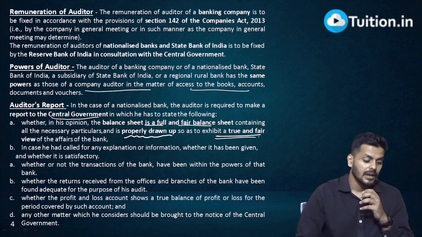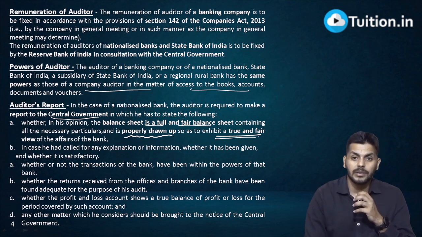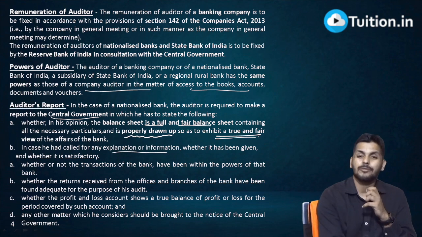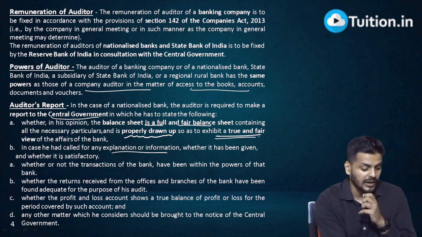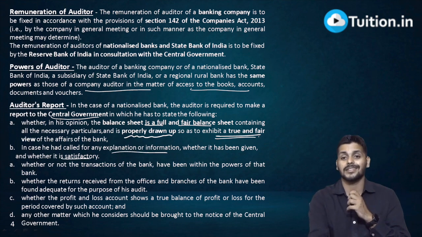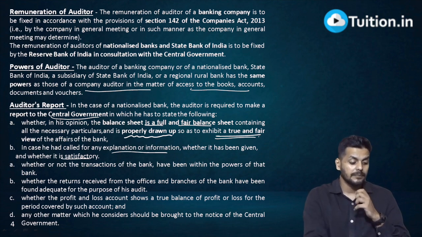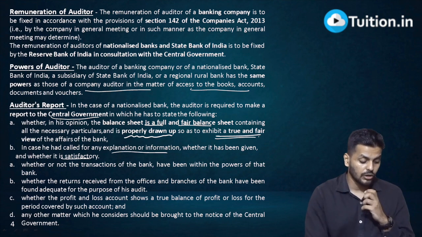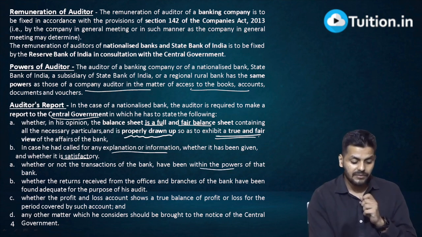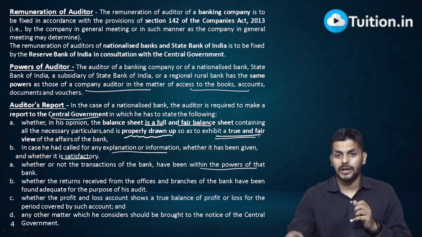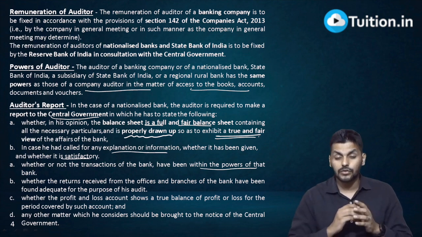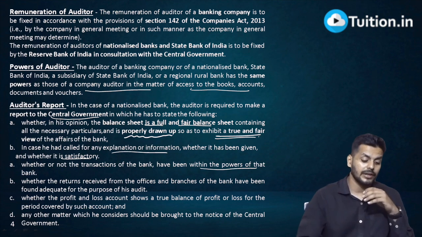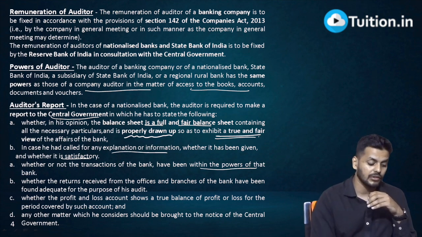Are the financial statements showing a true and fair view? That's the question. Then in case he had called for any explanation or information, whether it has been given and whether things are satisfactory. That's what you're trying to talk about, whether things are satisfactory in this regard. Whether or not transactions of the bank have been within the powers, right? Ultra vires and intra vires. Ultra vires is beyond the powers. So all I'm saying is it should not be ultra vires and it should be intra vires, within the powers.